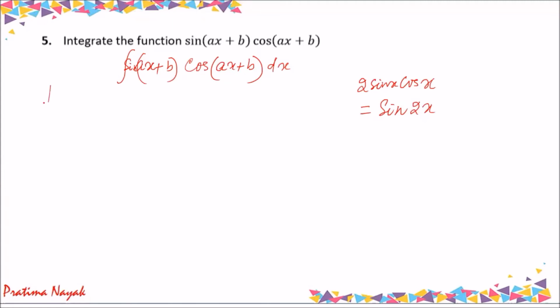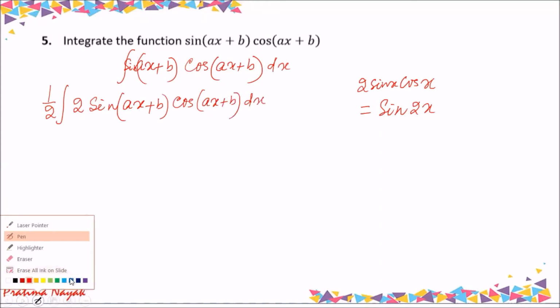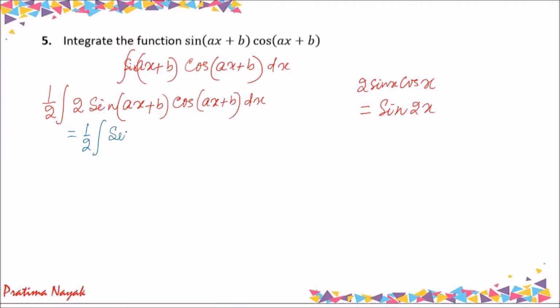Then I can integrate it. So what I'm doing is multiplying 2 in both the numerator and the denominator. First step. Then what will it convert to? It will be half sine 2(ax + b). So I can write this as half sine (2ax + 2b).